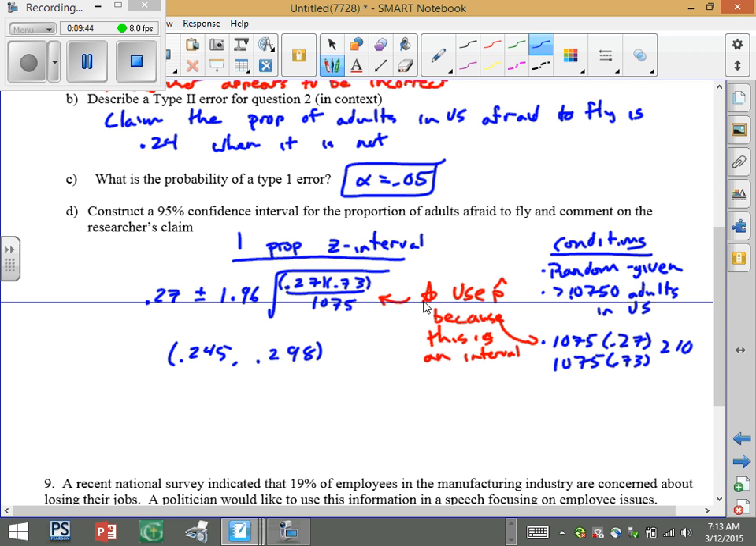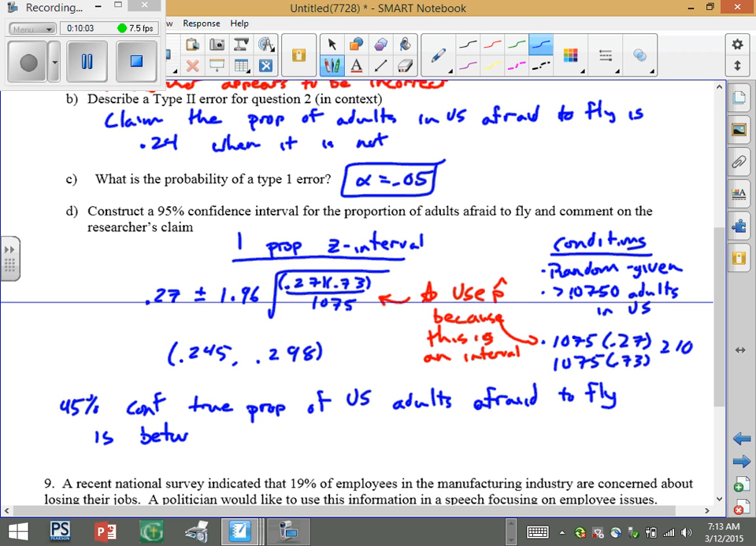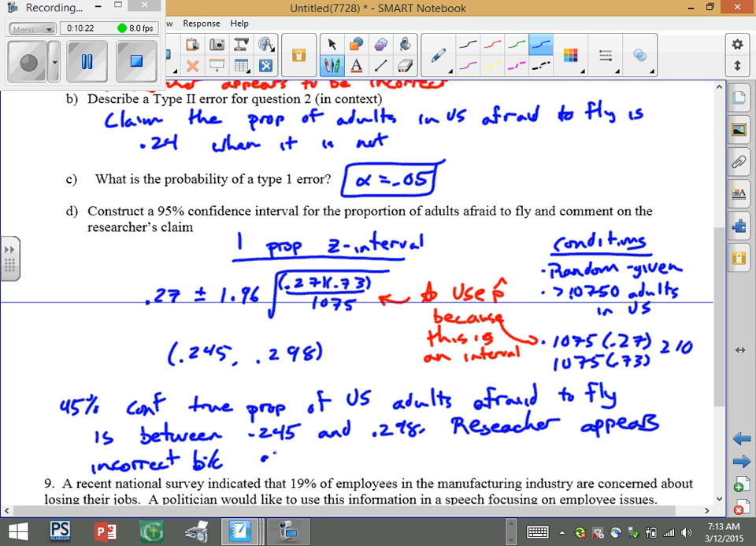So here we go. We're 95% confident the true proportion of U.S. adults afraid to fly is between 0.245 and 0.298. Researcher here appears to be incorrect again because 0.24 is not on the interval.